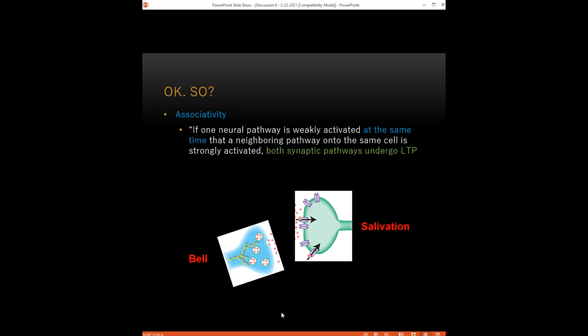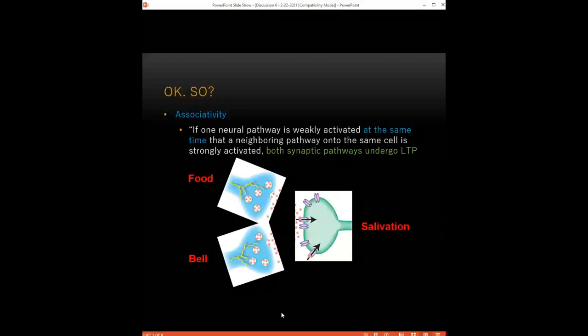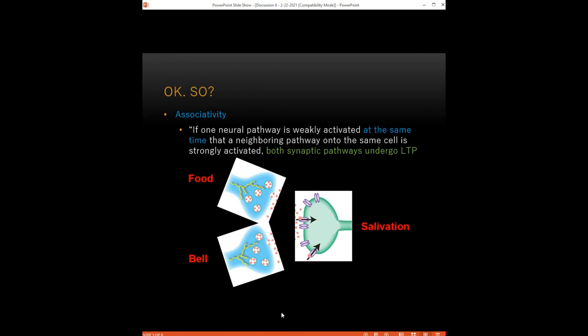So to do this, according to this principle of associativity, if we want to make a weaker connection stronger, we need to pair it with a stronger connection. The food. The food already causes salivation. The neurons that are responsible for the taste of food, the smell of food, the texture of food as it's entering the mouth, that is already super highly connected to salivation. So if we want to associate the bell with the food and therefore with salivation, we should present it right alongside the food. We want to present that weak connection next to the strong connection.